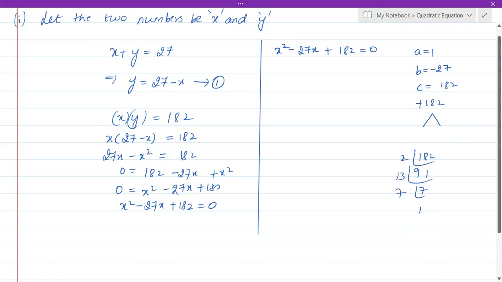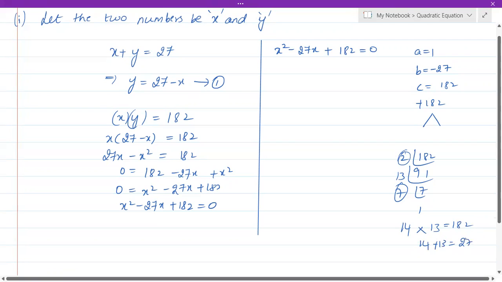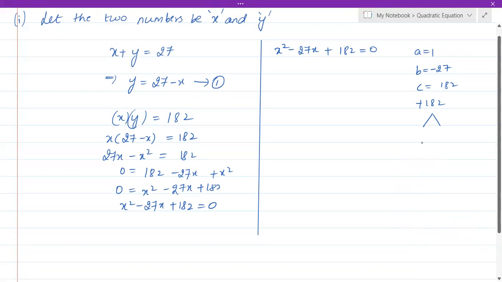Okay, now in these 2, 13 and 7 we have to make two groups. Let's take 2 and 7 as one group, 13 as another group. So 2 into 7 becomes 14, 13 as it is. So 14 into 13 will become 182 and 14 plus 13 gives you 27, isn't it? Therefore the numbers are 14 and 13. Since we need negative 27, let's take minus 14 and minus 13. So minus 14 minus 13 gives you minus 27, and minus into minus, plus 14 into 13 gives you 182.